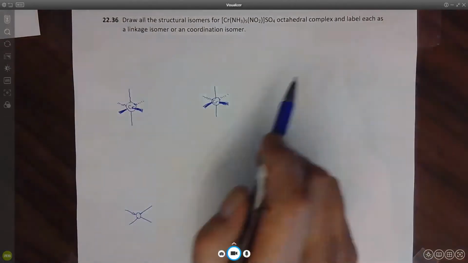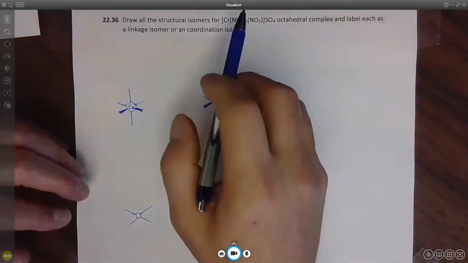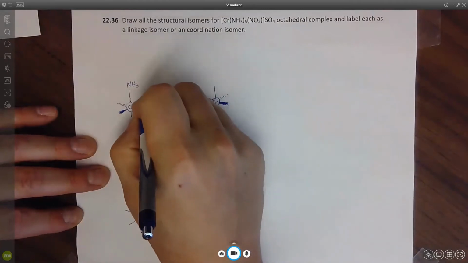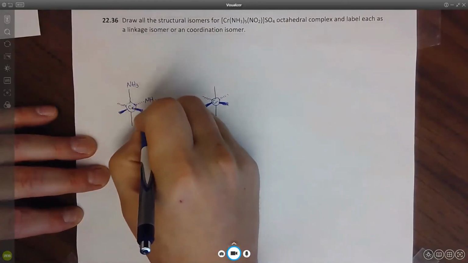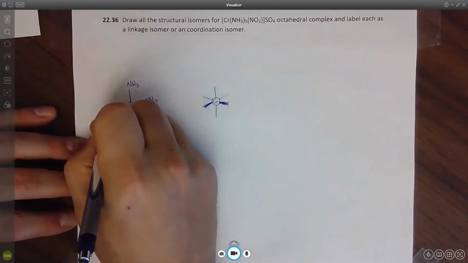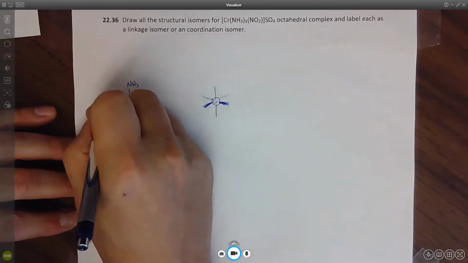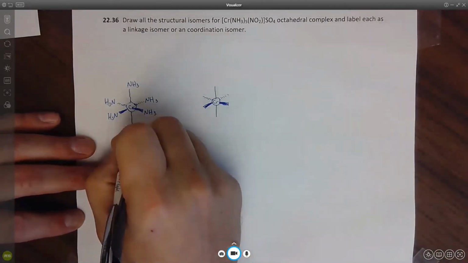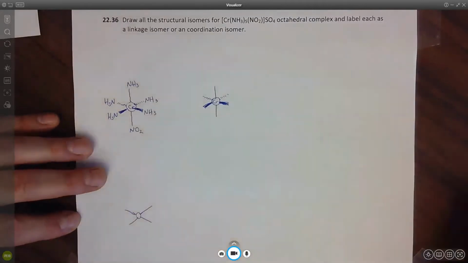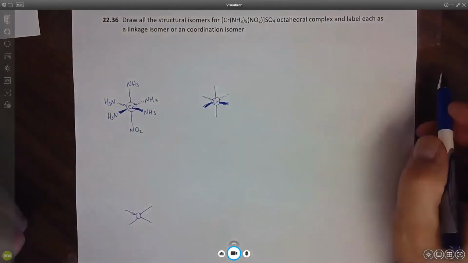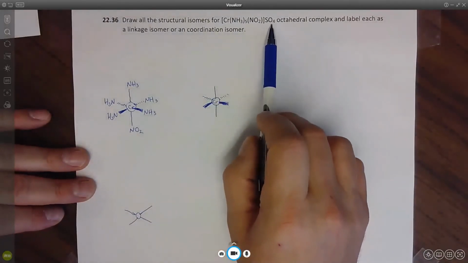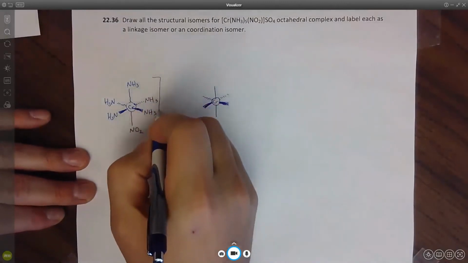Okay, so first let's start with the linkage isomers. So we have the formula, we have 5 ammonia. So we're going to go 1, 2, 3, and I'm going to write these backwards since it is the nitrogen that is forming the coordinate covalent bonds with the metal. Then we have the nitrite ion. Now, the nitrite ion, we could draw it like this, NO2, and that would be one of them. Now, keep in mind this is an ion, right? And as we can see, the sulfate has a -2 charge, so that means the complex ion itself has a +2 charge.